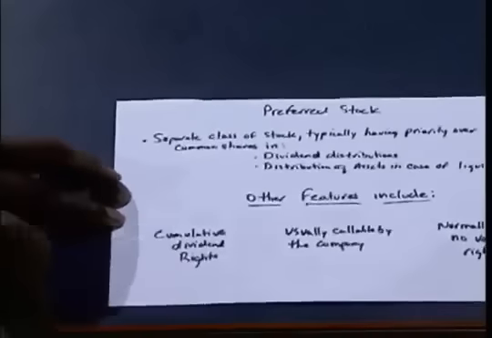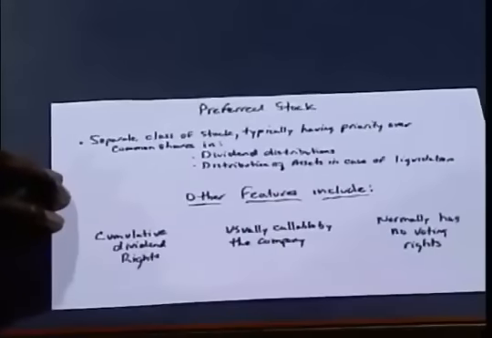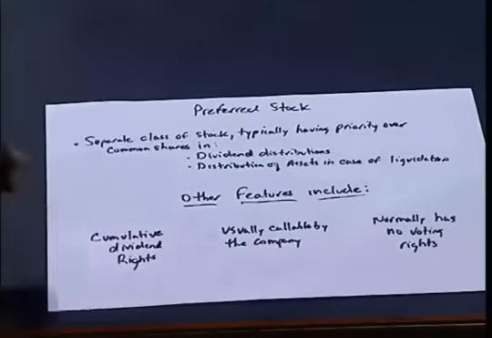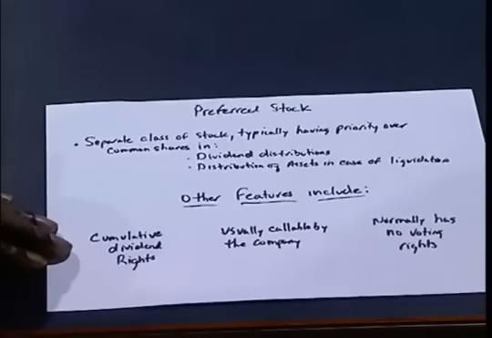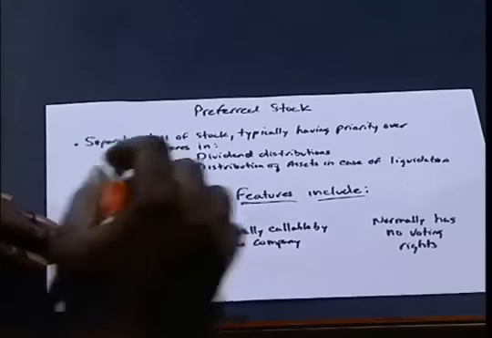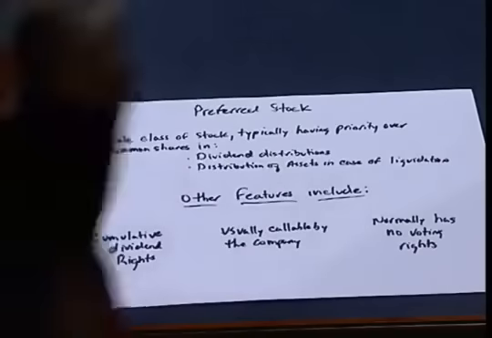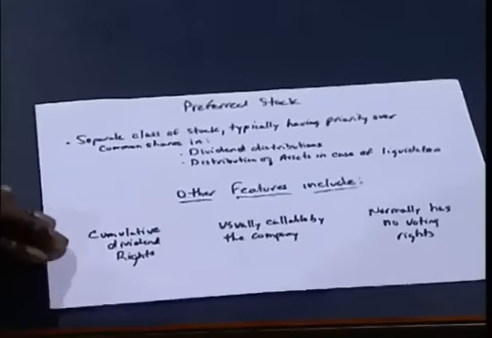Preferred stock is a separate class of stock, typically having priority over common shares. That is, if dividends are given out, preferred stockholders are going to get their dividends before common gets their dividends. Also, preferred stock can be accumulative and non-accumulative, and we'll talk about that later. And of course, it normally has no voting rights.